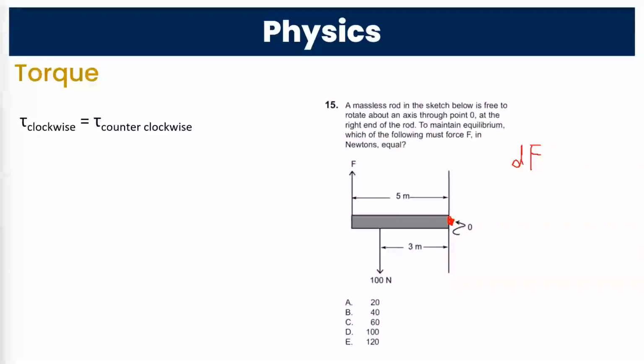So let's see, which force here is clockwise? Is it the force up or the force down? Force up. So I can pop that in my equation, that I've got 5 meters times a clockwise force. What's the force torque counterclockwise? Force down, which is going to be 3 meters from the pivot times a force of 100. So what's my force on this rod to keep it in equilibrium?